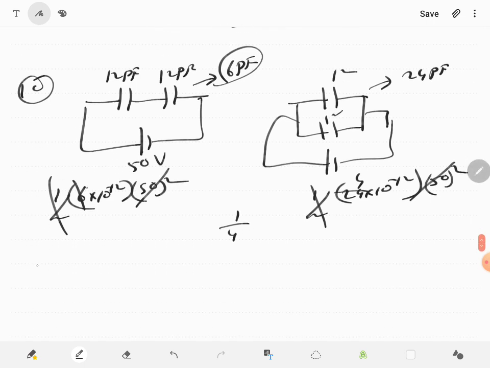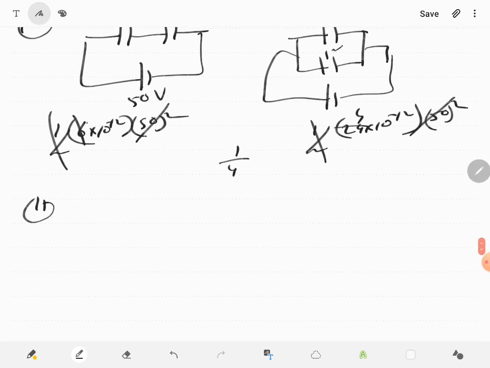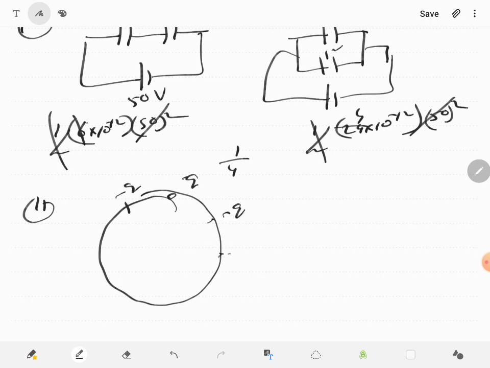So let's go to the next question, which is the 11th question. 12 negative charges of the same magnitude placed equally spaced, minus q, minus q, minus q, like that. 12 charges are placed. The radius is r.